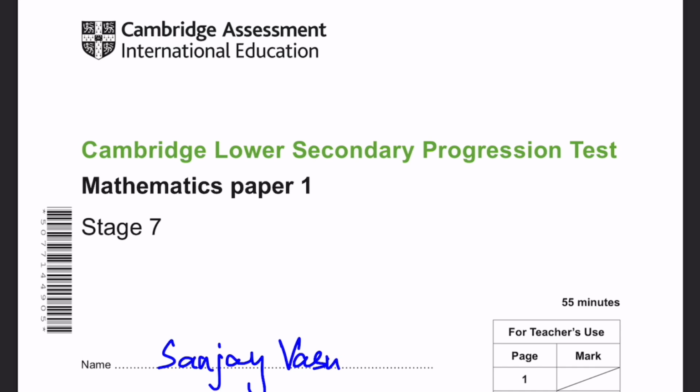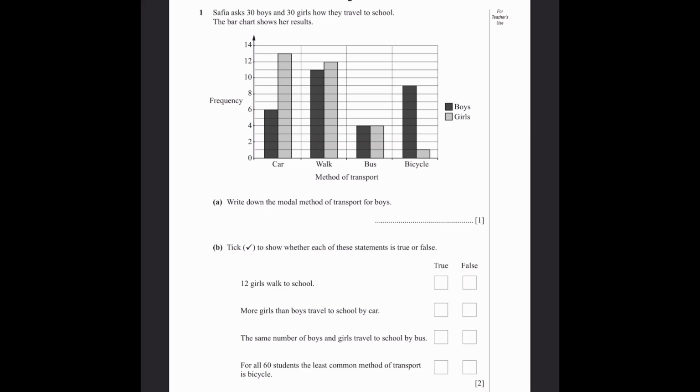This time we're going to be doing the Cambridge Lower Secondary Progression Test, Mathematics Paper 1 for Stage 7. Question 1. Safia asked 30 boys and 30 girls how they traveled to school. The bar chart shows the results. A. Write down the modal method of transport for boys. So boys is the darker black color, and the modal method of transport means the highest number, and the highest number is actually walking.